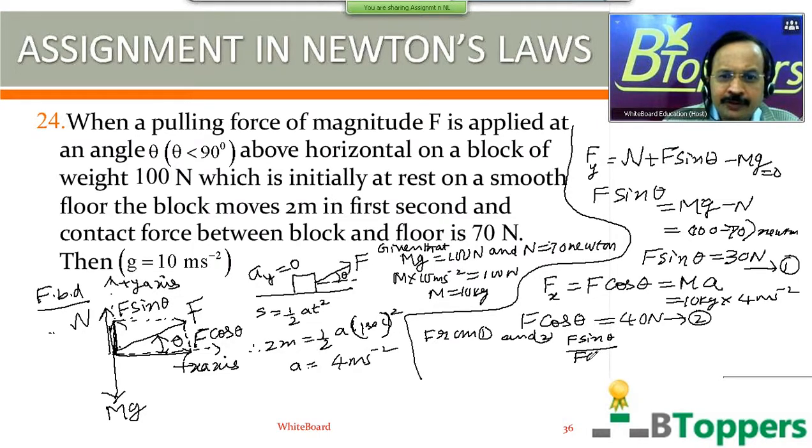f sin theta by f cos theta is equal to 30 newtons by 40 newtons. So you get tan theta equal to 3 by 4. So theta is tan inverse 3 by 4, which is of course nearly 37 degrees. If you know tan theta, you must know how to find sin theta. Substitute the value of sin theta in the first equation.